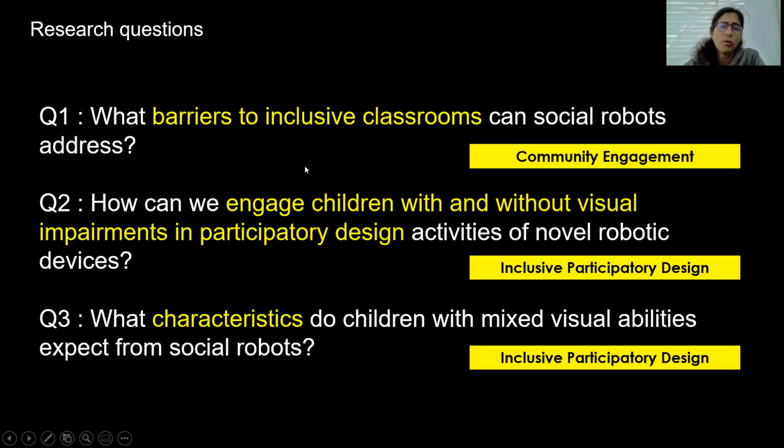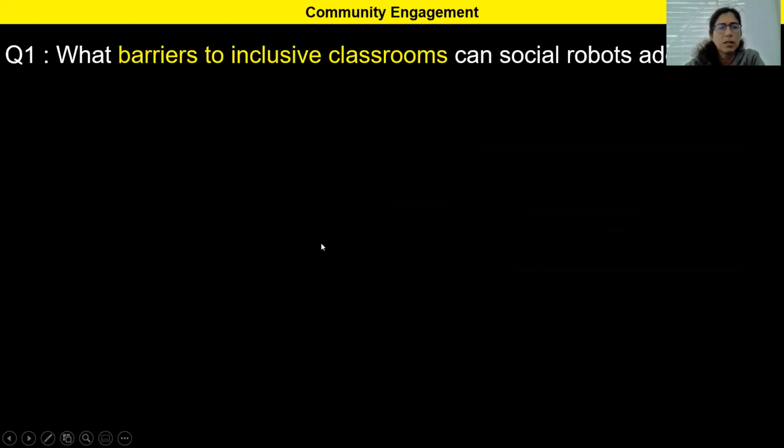To address our research question, we created a community engagement process with a local school and an inclusive participatory design, where we try to address three main questions: barriers to inclusive classrooms, how to engage with children with and without visual impairments in a PD process, and what were the social robot characteristics that children expected.